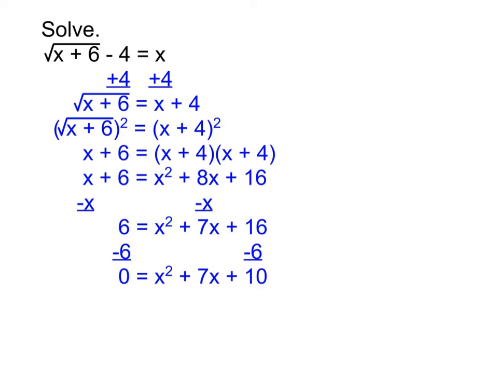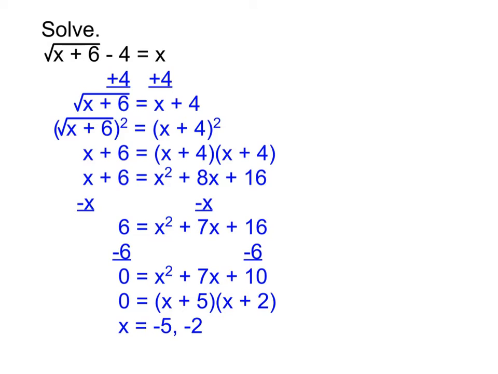Now I can look to factor it, and yes, this is factorable. We look for the two numbers that add to 7, multiply to 10. That gives us 5 and 2. And then, now that we have the 5 and the 2, we solve it. So notice that x could equal -5 and -2.